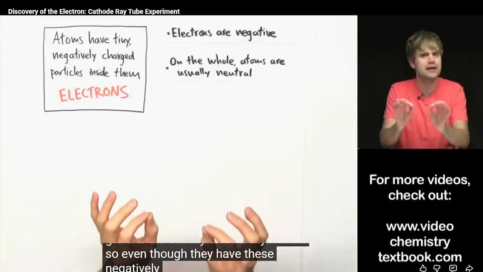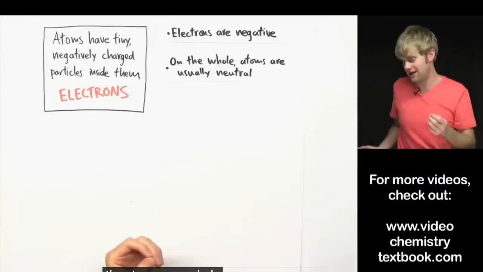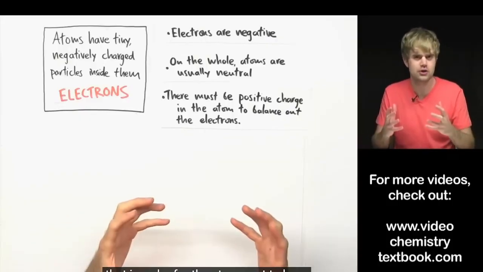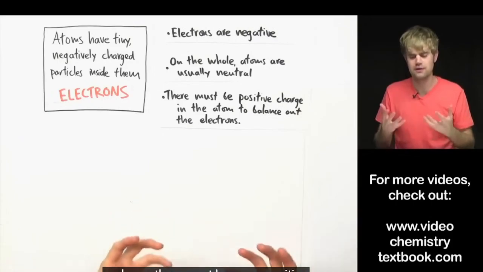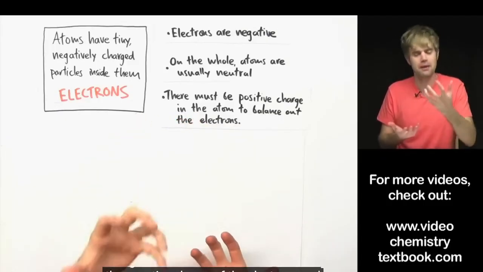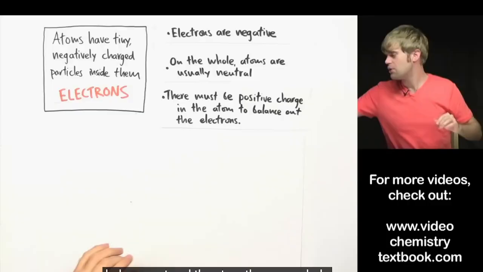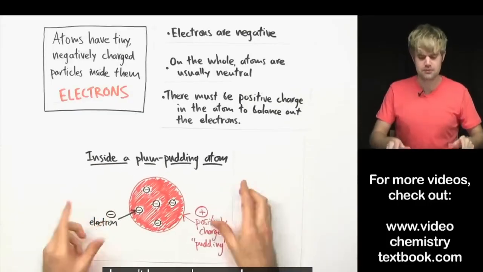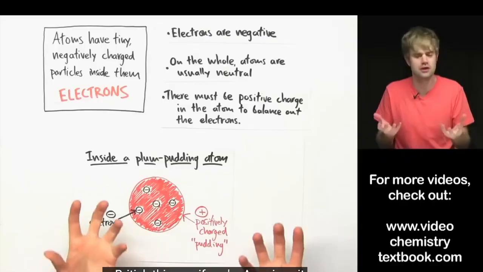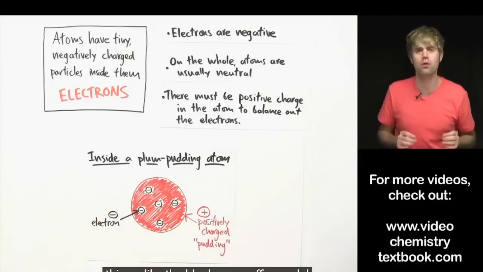So even though they have these negatively charged electrons inside them, the atoms as a whole don't have a charge. So Thomson realizes that in order for the atoms not to have a charge, there must be some positive charge in the atom that can balance out the negative charge of the electrons. And then the positive and the negative balance out, and the atom then as a whole doesn't have a charge. So he comes up with a model that he calls the plum pudding atom. Now, plum pudding is kind of a British thing, so if you're American, it might be better for you to think about this as like the blueberry muffin model. And here's how it works.